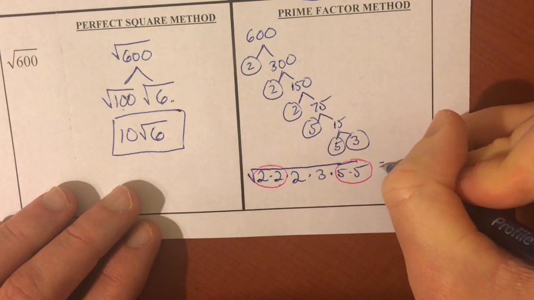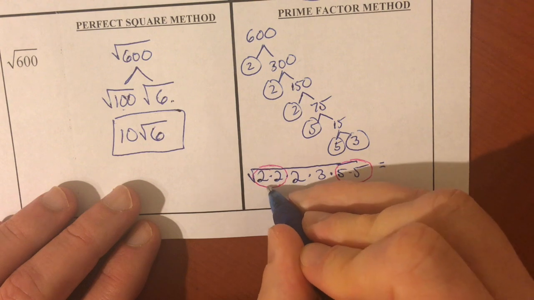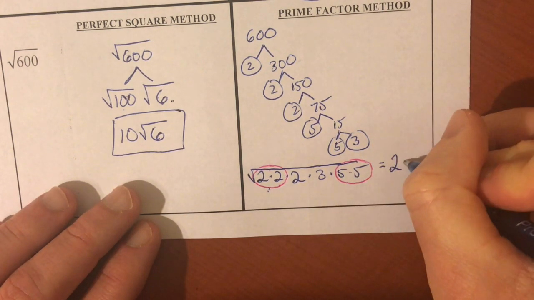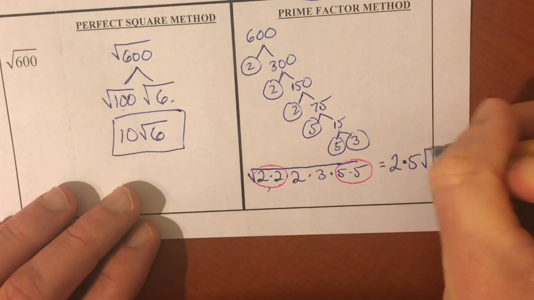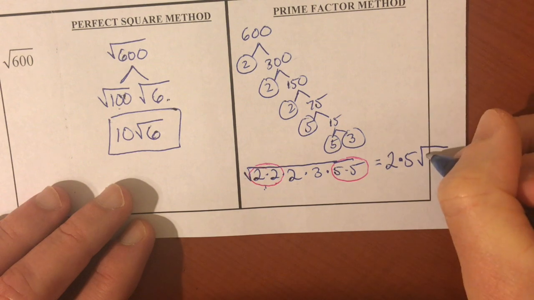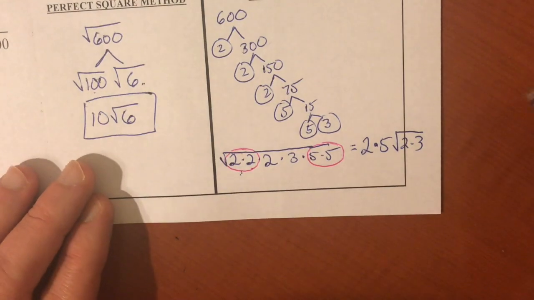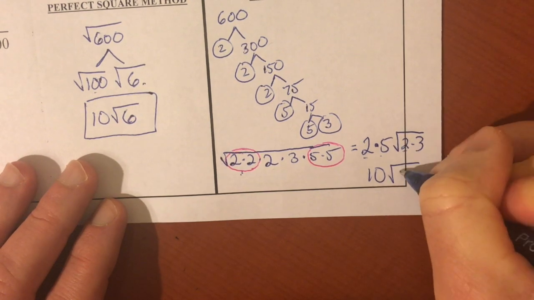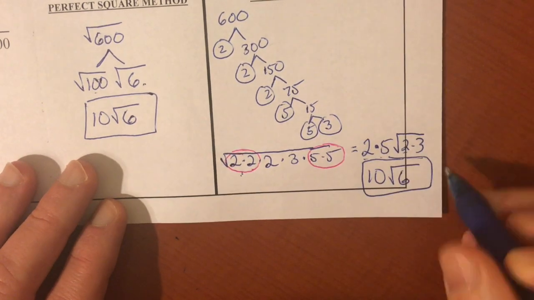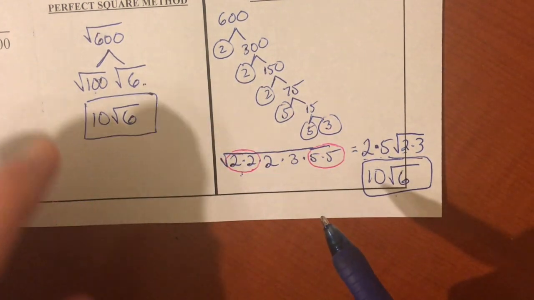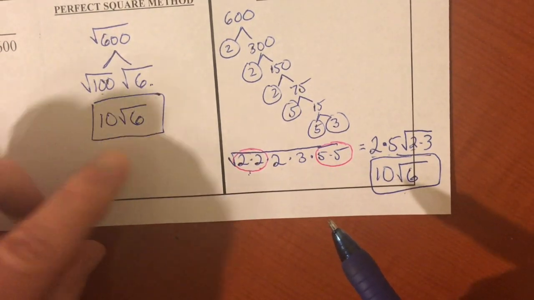Now what that means is on the outside you get to take out 1 2, and you get to take out 1 5. So on the outside you're going to have 2 times 5, and on the inside you have these sort of leftovers, 2 times 3, and now we multiply these back together. 2 times 5 on the outside makes 10, 2 times 3 on the inside makes 6. So 10 root 6. Same answer, but to me a little more time consuming. So I really recommend you try this and get good with your perfect squares.